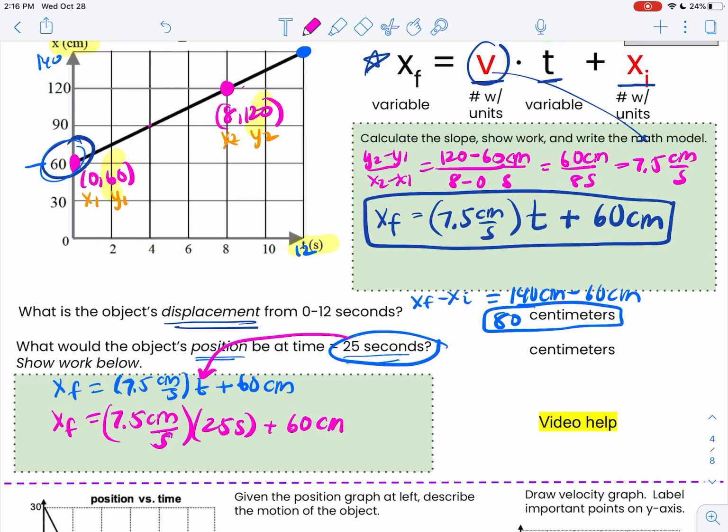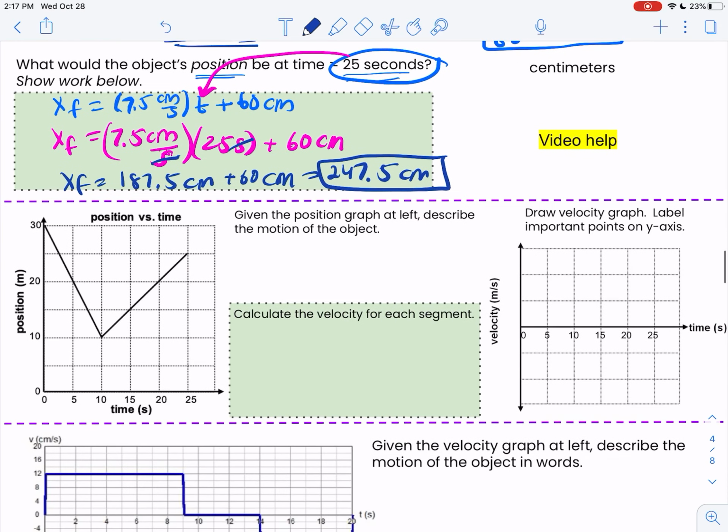Don't worry so much about the units, if it's freaking you out. It's all right. So I'm going to have 7.5 times 25, which gives me 187.5 centimeters because it's a position. See, those are going to cancel out. Plus 60 centimeters, and that's going to give me 247.5 centimeters, which would be where it's located at that time.